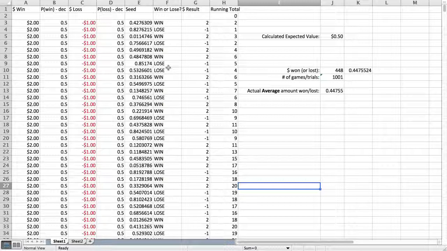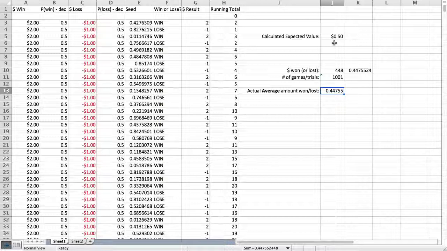Okay, so we win and we lose and we win and we lose and we win and we lose. Our money is generally going up, and you can see that over 1,001 games, we won 448 times. If you divide that, that works out to about 45 cents a game, again around 50 cents. The more and more games you play, the closer and closer your actual average amount is going to approach 50 cents. I'm not going to make you sit here and watch as we fill down to 10,000 or 100,000 games. But if we played 100,000 games, I think you'd find that this average amount would be very, very close to the 50 cents calculated value.